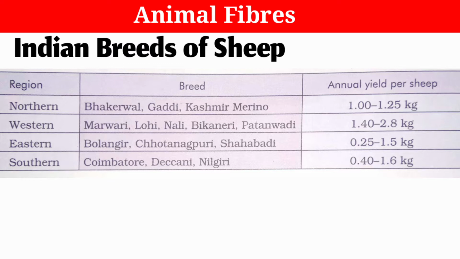In the southern region, the breeds are Coimbatore, Deccani, Nilgiri. Each sheep of the breed gives 0.40 to 1.6 kg of wool annually.